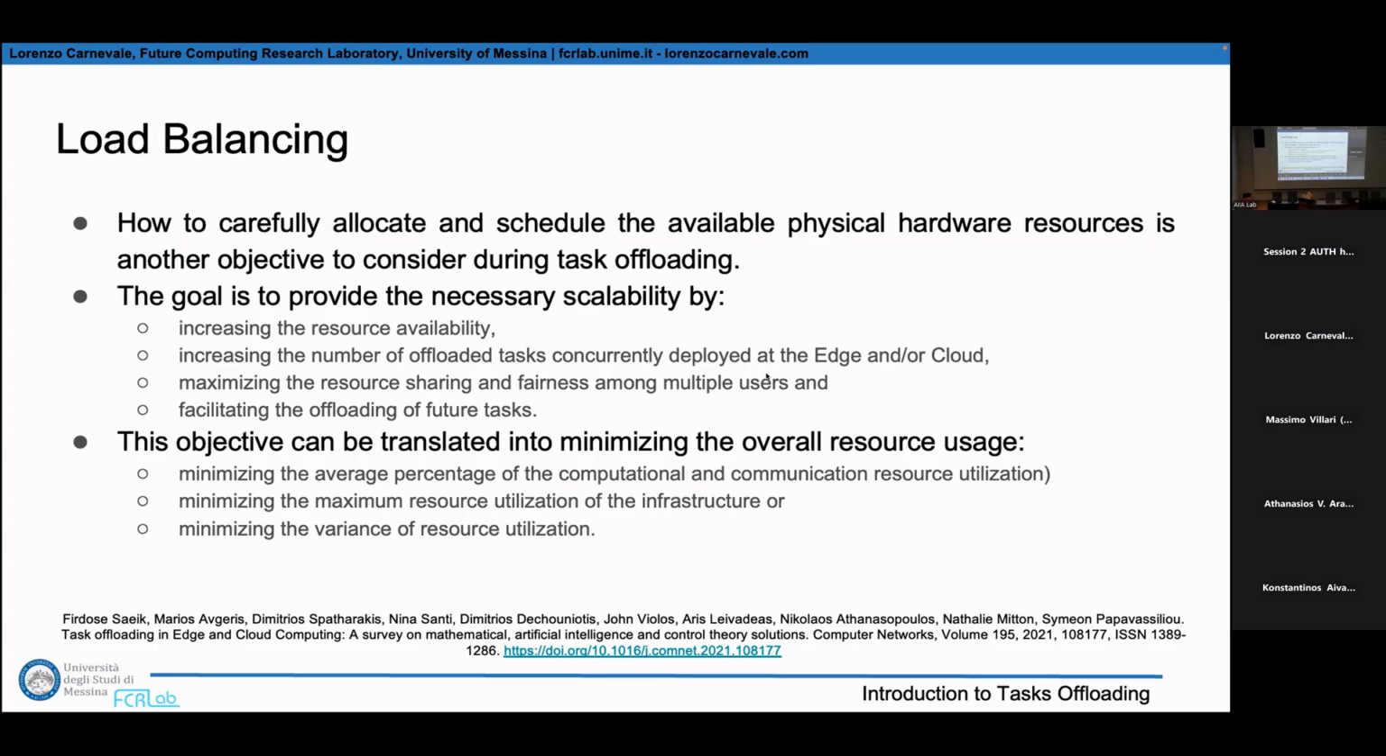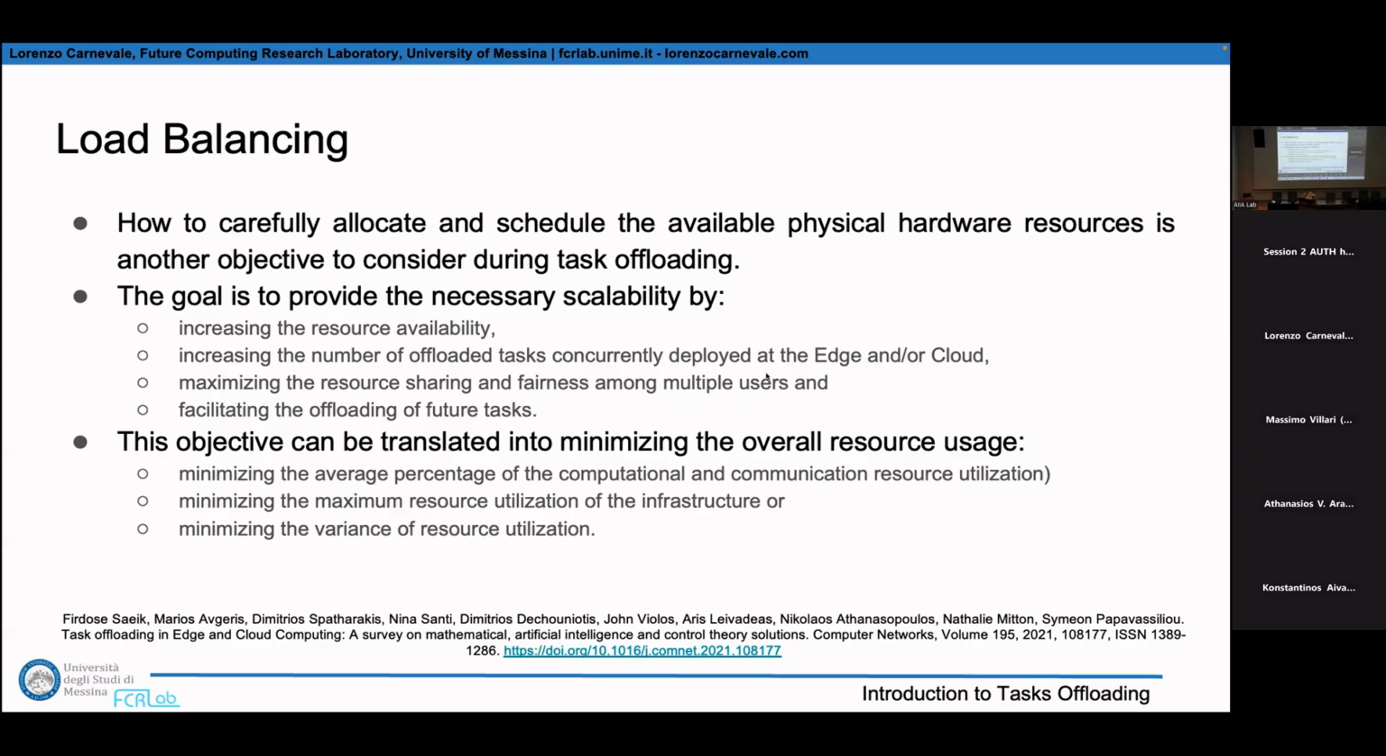Load balancing, as I said, is quite interesting because it's a matter of allocation and scheduling of tasks according to the available resources of this physical hardware. It's something we have to take into consideration when we talk about task splitting and, of course, task offloading. The goal could be a scalability problem. For example, increasing the resource availability, increasing the number of offloaded tasks currently deployed at the edge or the cloud, maximizing the resource sharing and fairness among multiple users, and facilitating, of course, the offloading of future tasks.